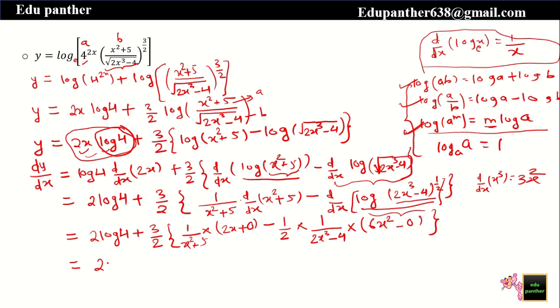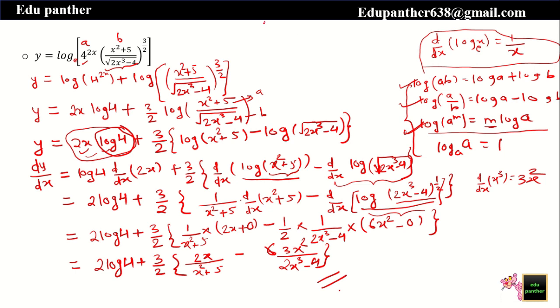So it will be 2 log 4 plus 3/2 times 2x upon x² + 5 minus, we can cancel out this 2 and 3, so this will give 3x² divided by 2x³ − 4. So this is your final expression.